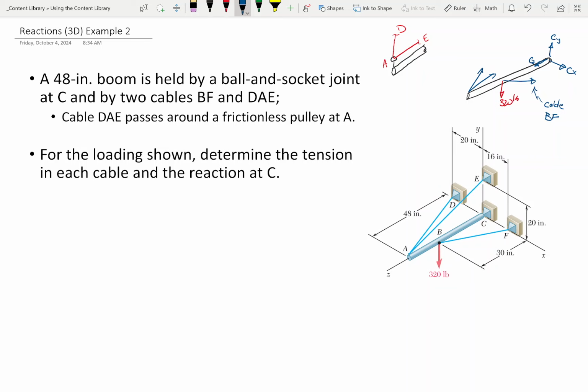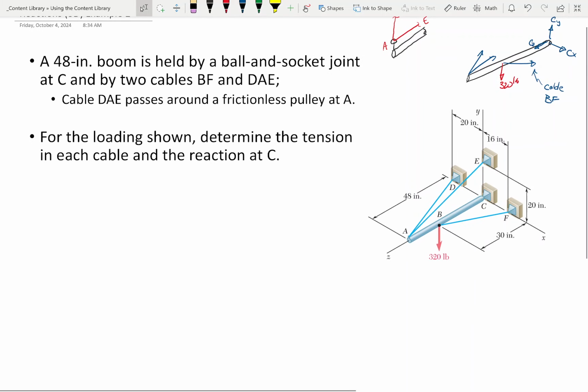Okay, so for this loading scenario, we're going to determine the reaction here at C and the tension in these two cables. Not the tension in the three cables, because it looks like 1, 2, 3 cables, but these two have the same magnitude. We'll have different force vectors, but the same magnitude. Everybody with me so far? Okay, so maybe we'll start off by describing our forces in pounds.